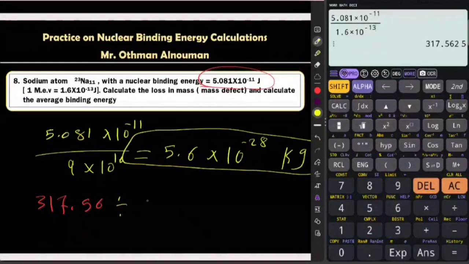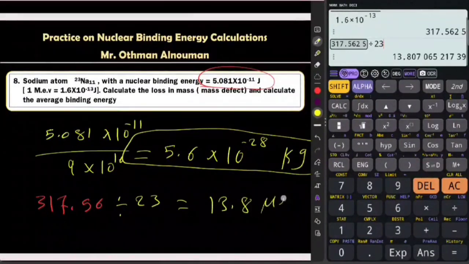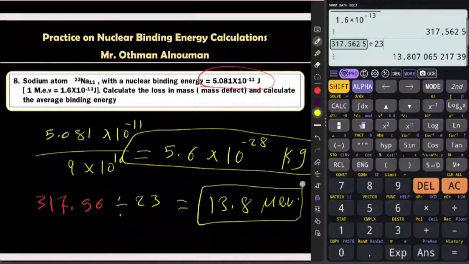This is going to be divided over 23, the nucleon number. So we're going to say answer over 23. That is going to be 13.8 million electron volt. This is the average binding energy.